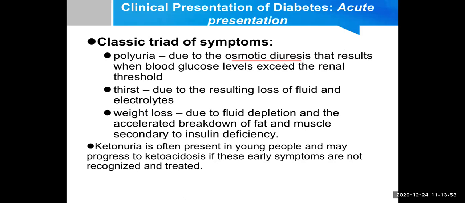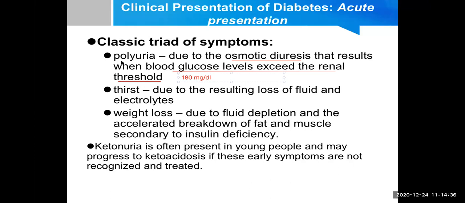So this osmotic diuresis occurs only when the blood glucose level exceeds the renal threshold. All of us have a certain threshold for the excretion of glucose, and in many individuals that threshold is around 180 milligram. So what does that mean? If our blood sugar level exceeds 180 milligram after we eat, or even in the fasting state, then glucose will appear in the urine. This is known as the renal threshold. We'll talk about that later also.